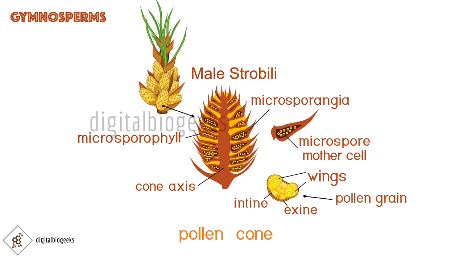These microsporophylls contain microsporangia. And inside the microsporangia, you can see microspores are produced. A microspore mother cell is there, and this microspore mother cell undergoes meiotic division and produces 4 microspores. Each of these 4 microspores develops into a pollen grain. The male strobili is also called microsporangia.